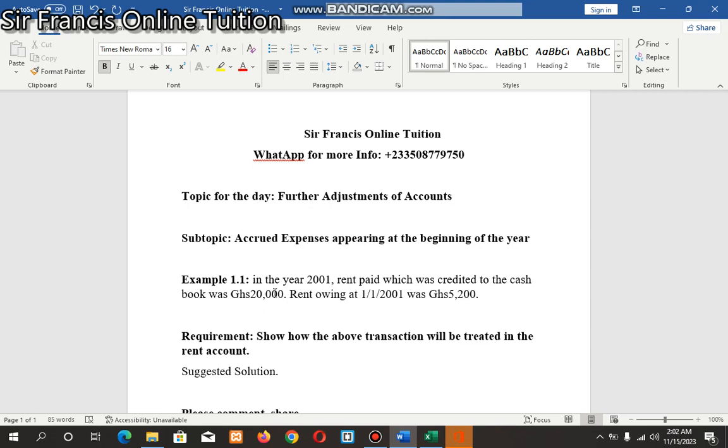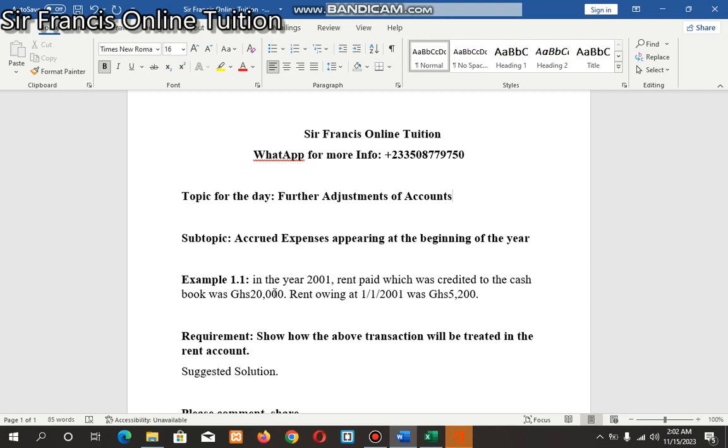If you are able to understand whatever we are going to do here, when you get a question like that, it will be much easier for you to score the maximum marks allocated to a particular question. So further adjustments of account, for me, I term them workings. Some workings that you need to do on the items on the face of the trial balance.